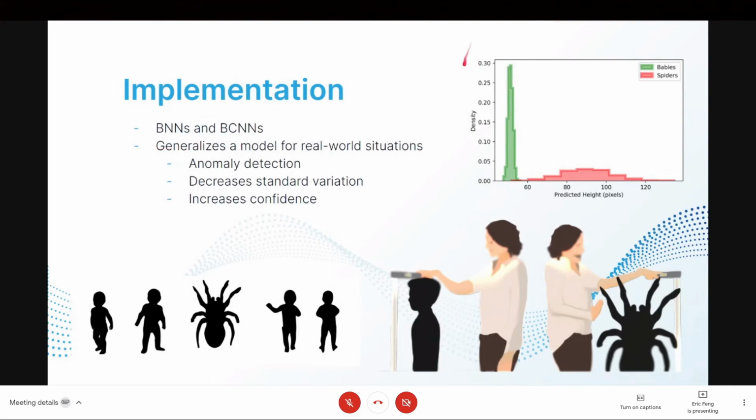And because of this, the model is able to create this graph, predicting accurately that the height of the spider is indeed shorter than the height of the babies, without any spiders being inputted into the training data set. This basically shows the versatility of Bayesian neural networks and how powerful they can be in detecting anomalies in data sets and really increasing the accuracy of any neural network.